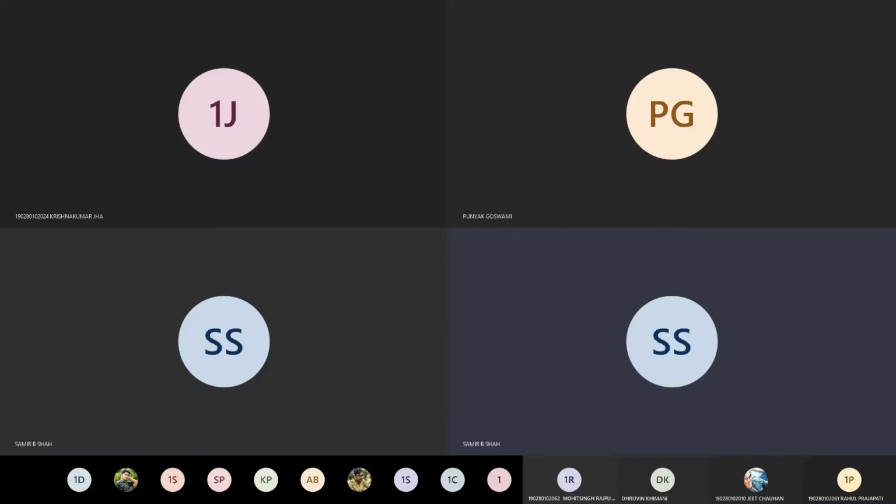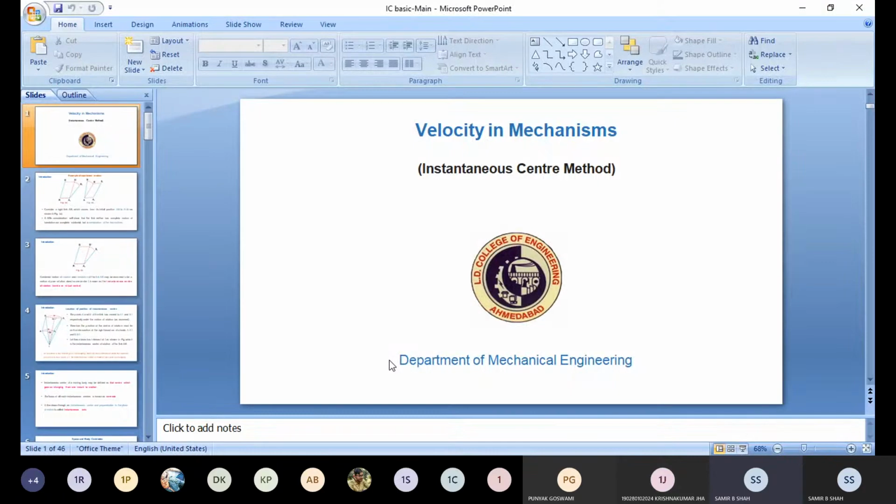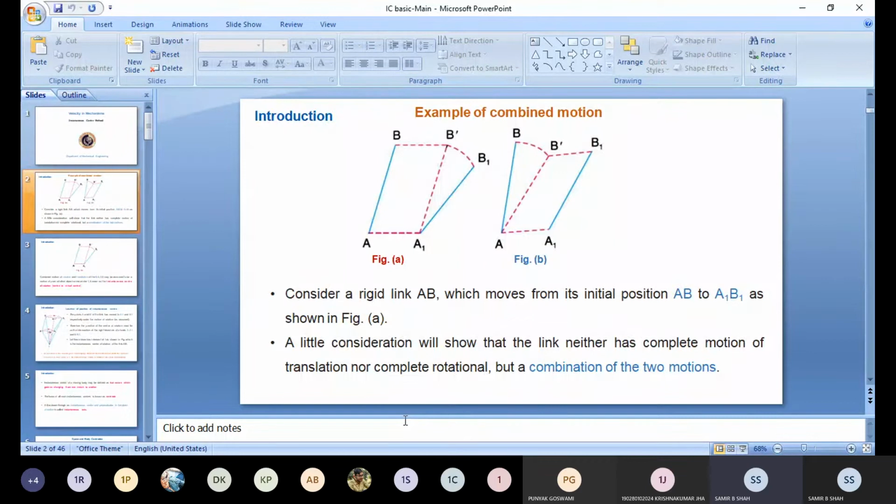In the previous lecture, we started the basics of the instantaneous center method, where we discussed and understood that if we talk about the basic position, then it may not be translatory or rotational, but it may be a combination of both motions. Practically, as we saw in the previous lecture, if we want to go from AB to A1 B1, then it may be a mixture of translation and rotation, or it may be only rotation or translation.